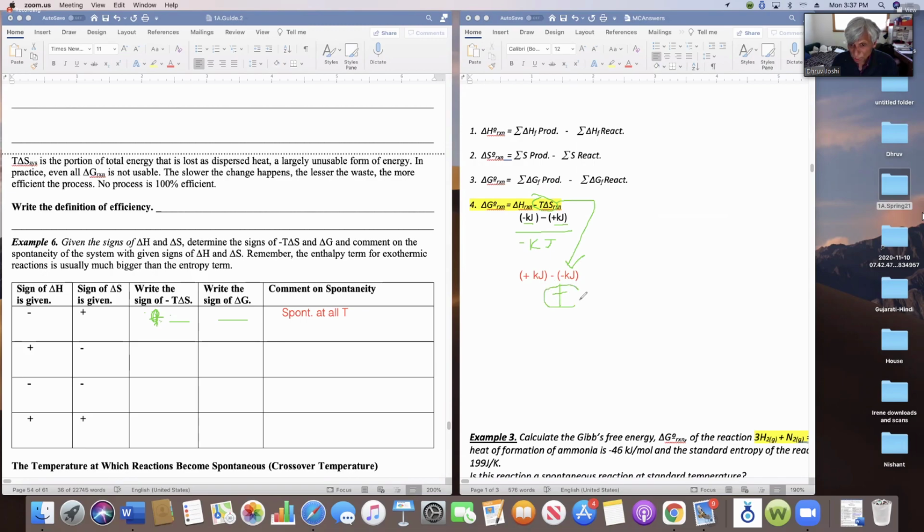So the total delta G is going to be positive, and delta G cannot be negative. It doesn't depend upon the temperature. Temperature can be higher or lower; negative minus a negative is positive, and this is already positive. So delta G is positive here. Therefore, if delta G is positive, it is non-spontaneous at all temperatures. Temperature does not make a difference.